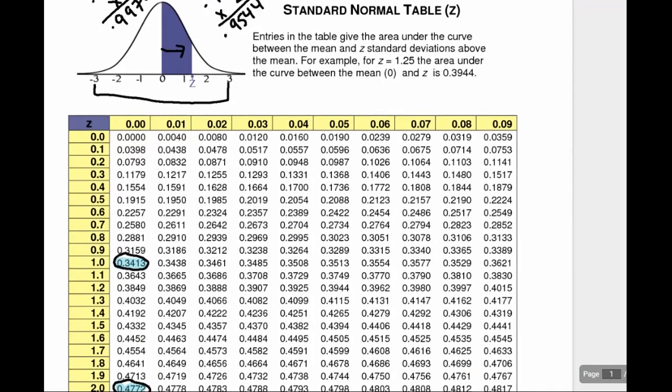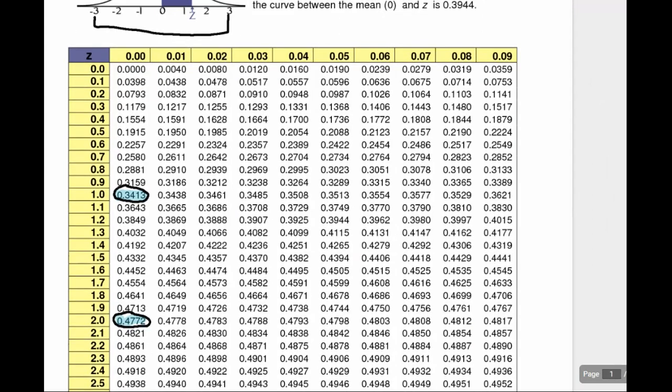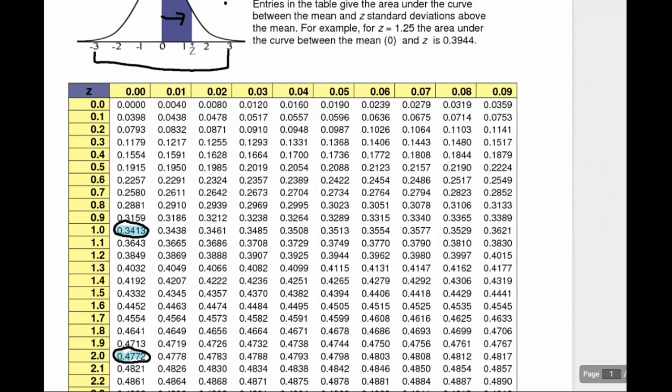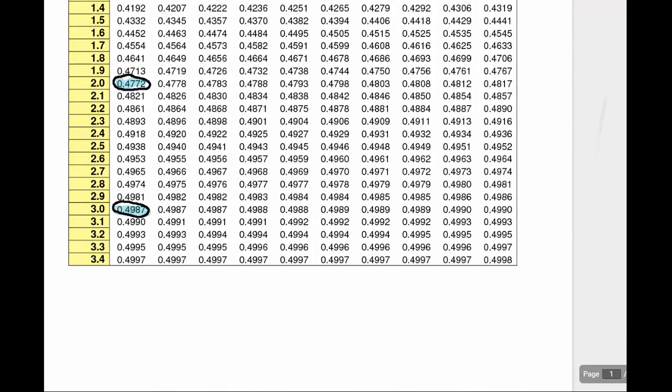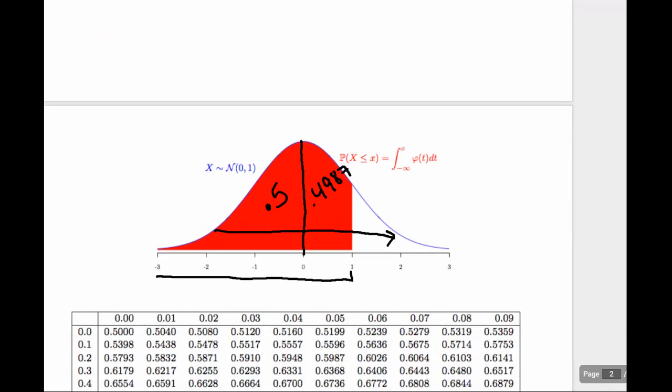One of them is going from the center out to 1 deviation, or even if you want to go from the center back to -1, it would also be 0.3413 because it's symmetric. This one here is not going from the center, it's going from all the way on the left side to whatever your positive standard deviation is. Okay.